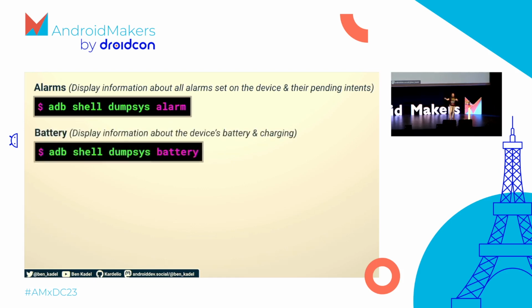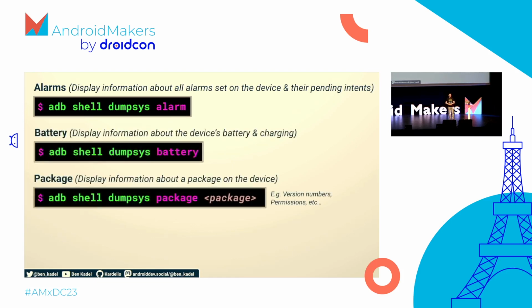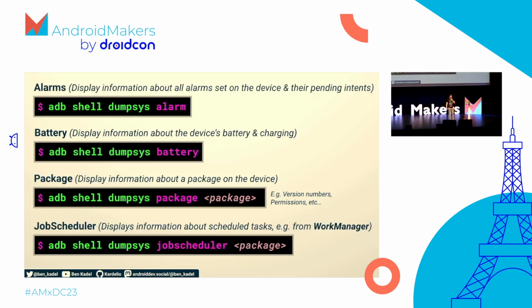We've got battery. Is it charging? The percentage. We've got information about apps installed, packages installed on the phone. We pass it, of course, a package ID, and it tells us loads of things like version numbers, permissions. We've got job scheduler. If you're doing anything with background work, like with Work Manager, this is amazing. You'll see if your work is actually scheduled and for what constraints.